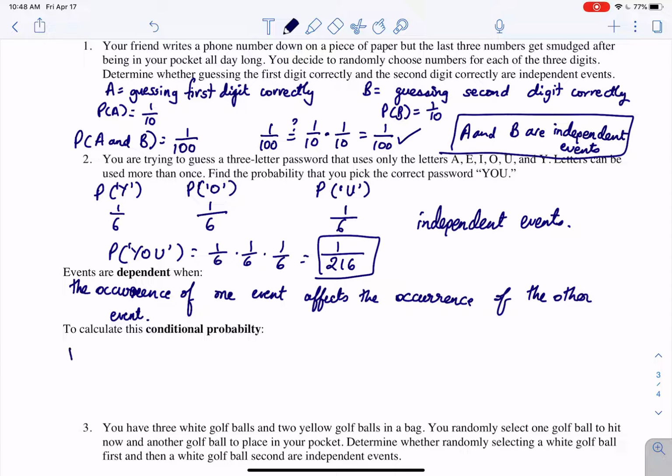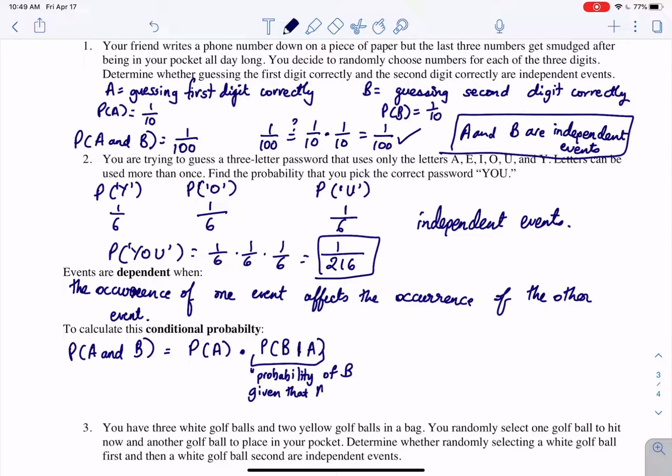So if we want to know the probability of A and B happening when B depends on A, it's similar. We take the probability of A happening, and then we multiply it not to the probability of B, but to the probability of B given that A happened. So what does that mean? This symbol means probability of B given that A happened.